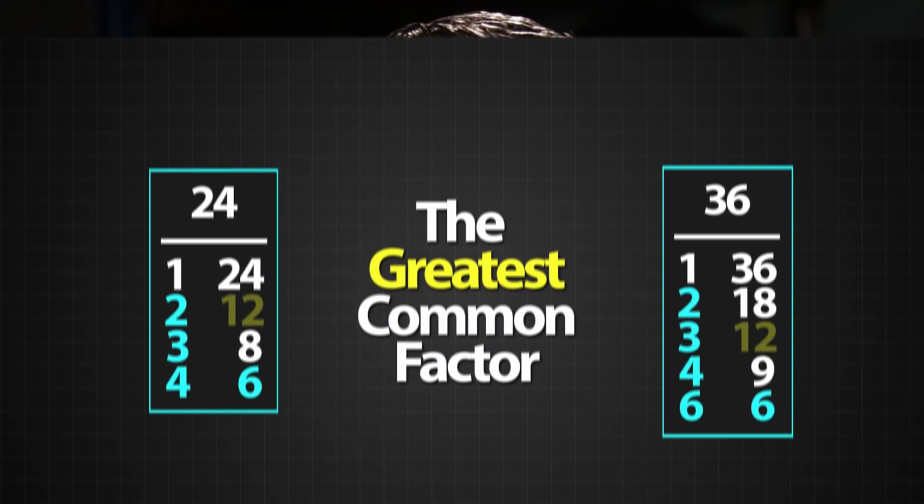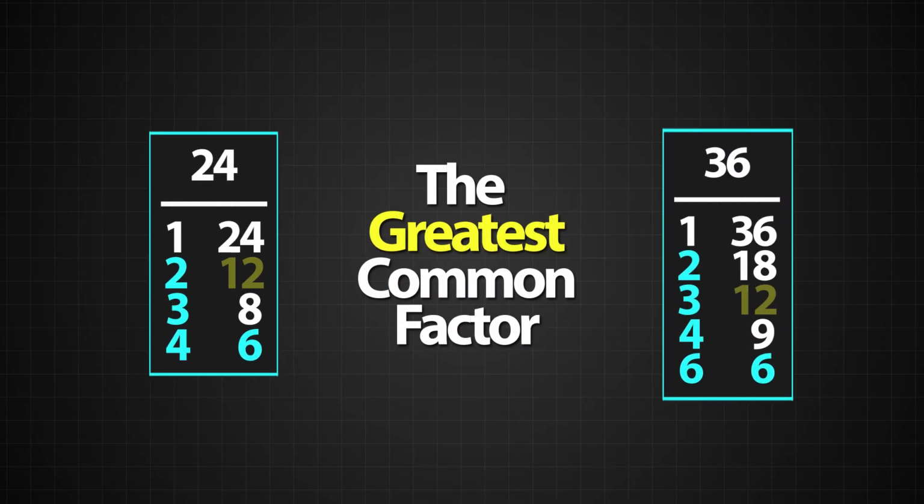Now you're probably telling yourself, that wasn't fast at all. And you're right. See, what we did was totally correct, but not efficient. Here's the thing. The fastest way to simplify is to find the greatest common factor, also known as the GCF.